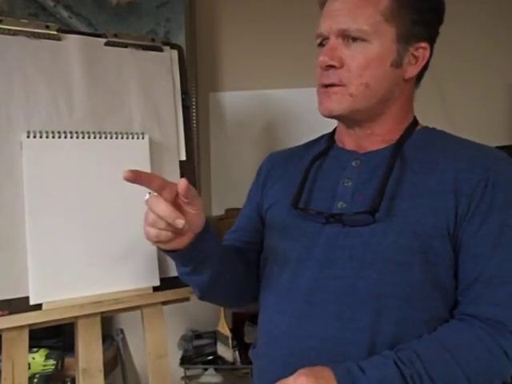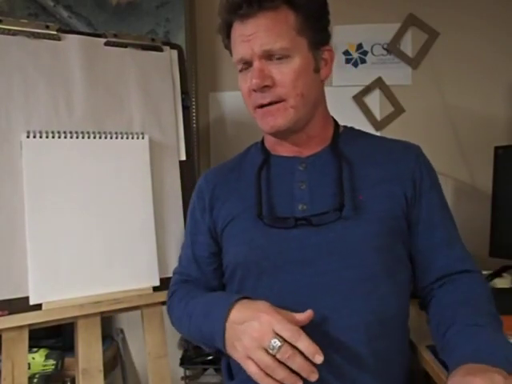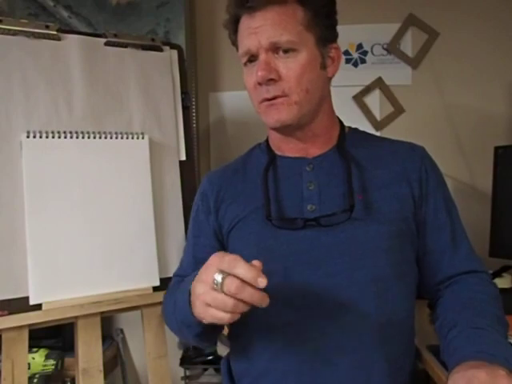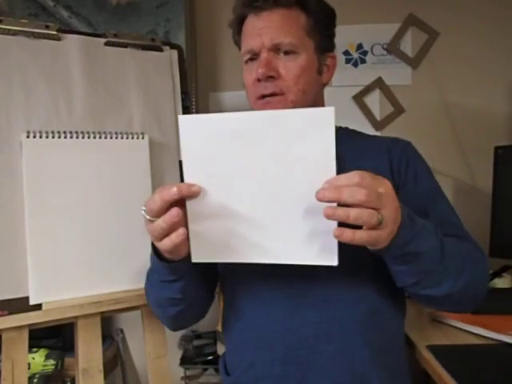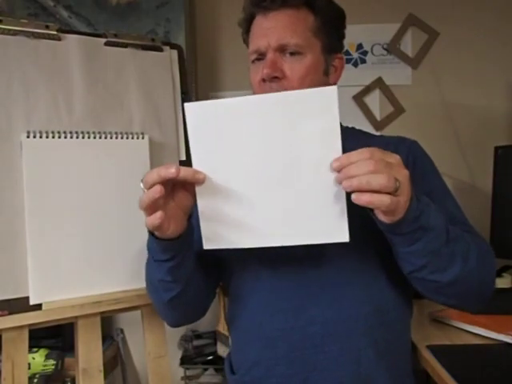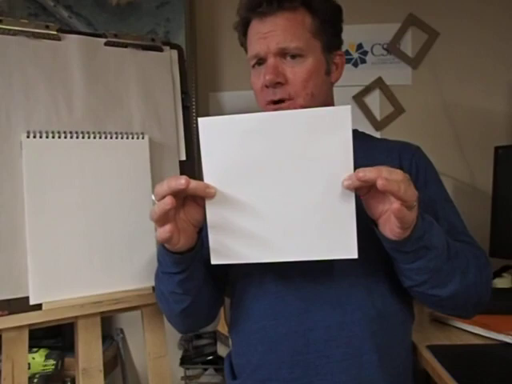To start this off, instead of drawing objects or architecture, we're going to start off real easy. You're going to take a piece of paper, 8.5 by 11, the typical size you would have in a printer or photocopy machine, and cut it down so that you have a square. This square will be 8.5 by 8.5 inches. That's what you're going to start off with.